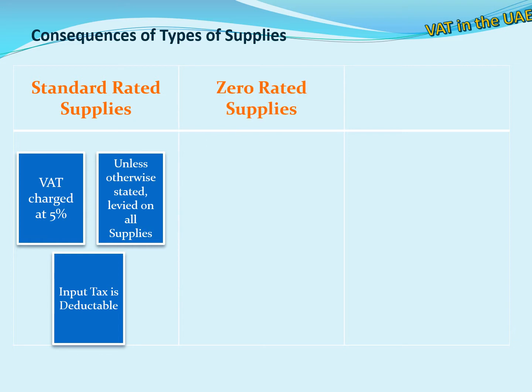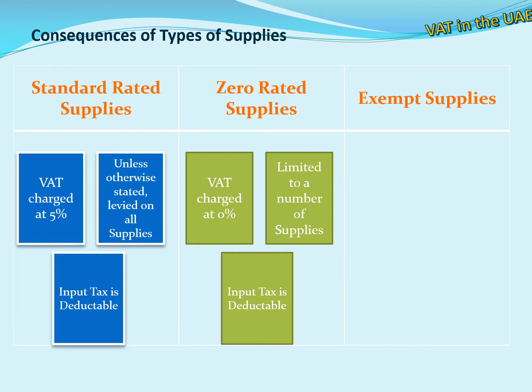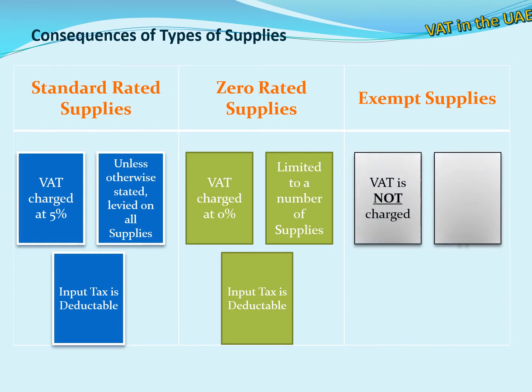Zero rated supplies. This is where VAT is charged at 0%, a zero rate. It is, however, limited to a number of supplies, which is specifically mentioned within the VAT Federal Decree Law. Similar to the standard rated supplies, the input tax attributable towards zero rated supplies is recoverable. Exempt supplies. These are supplies where VAT is not charged. VAT is not charged on these transactions, and it is limited to a number of categories.